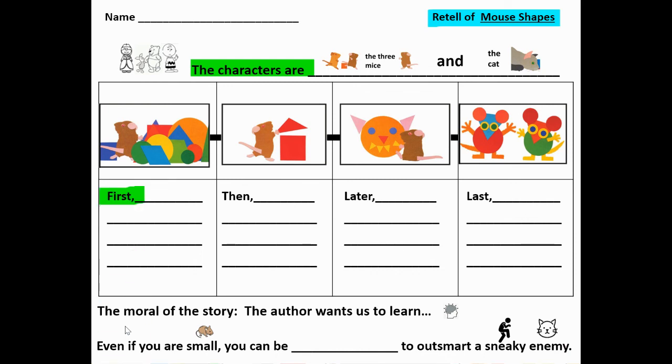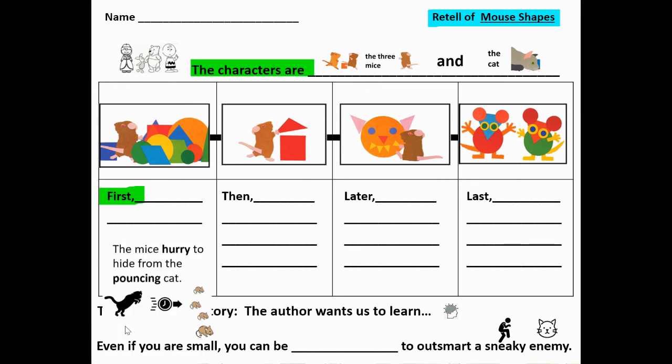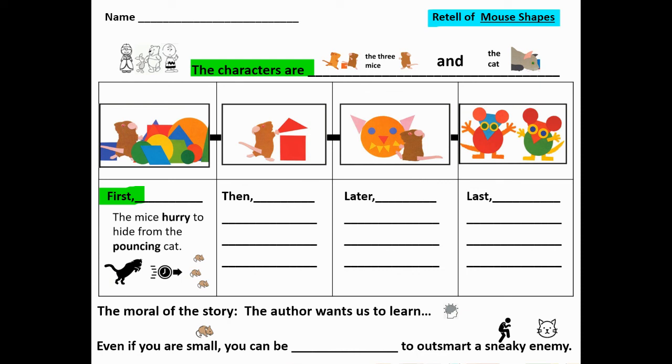So first, what do you see in the first picture? What are the mice doing in that picture? Well, first, the mice hurry to hide from the pouncing cat. So they go and hide in the pile of shapes.